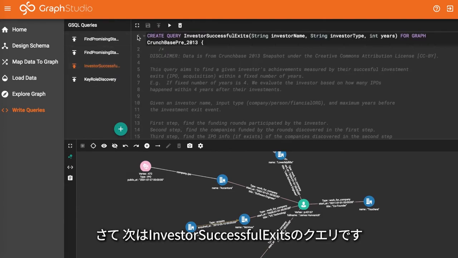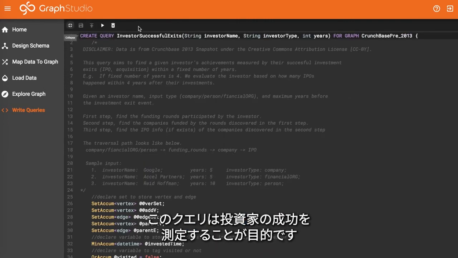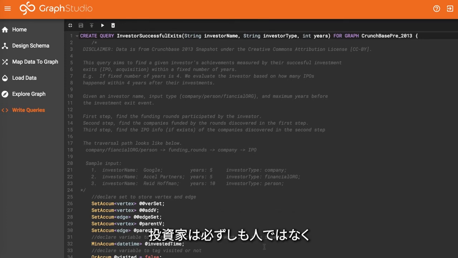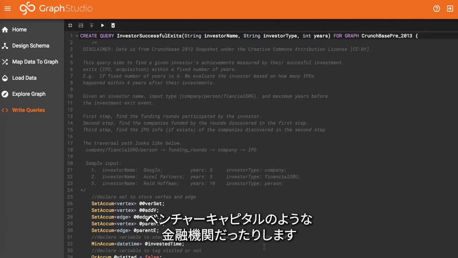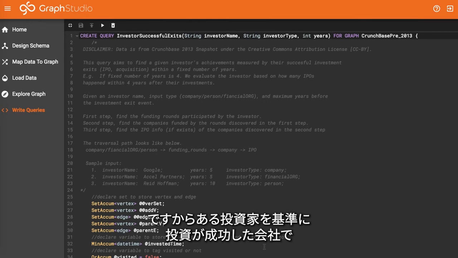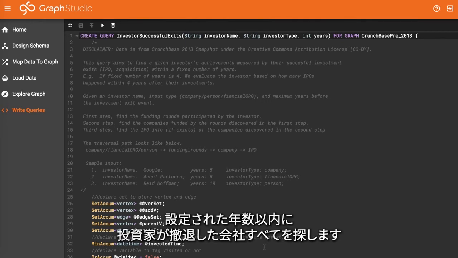This is the Investor Successful Exits query. The Investor Successful Exits query aims to measure the success of an investor. This is not necessarily a human investor. It could be a person, could be a company, or it could be a financial organization like a venture capital firm. So given a particular investor, this query finds all the companies that they invested in which successfully exited within a given number of years.